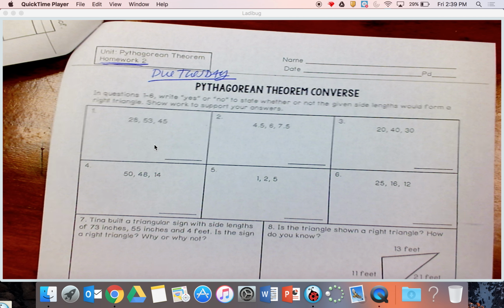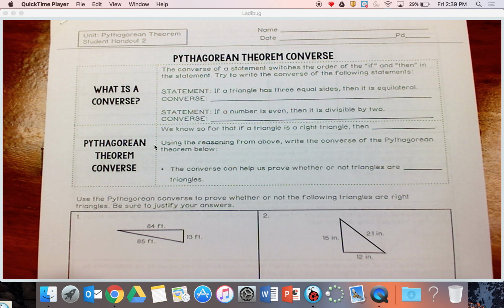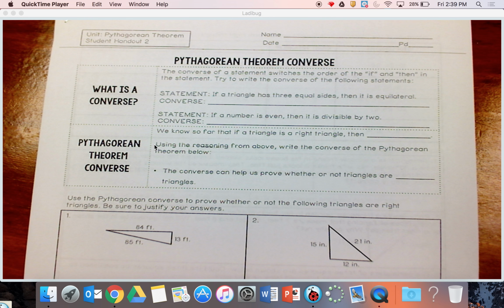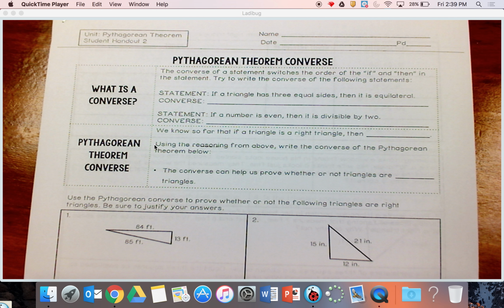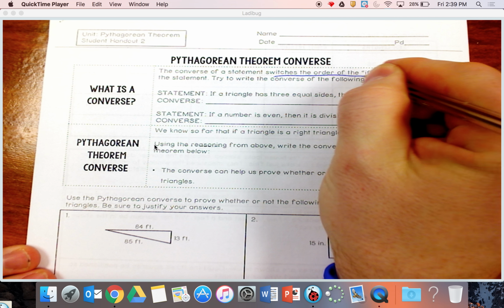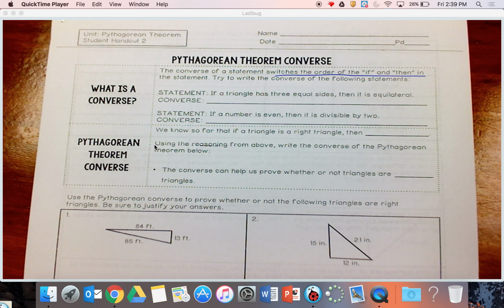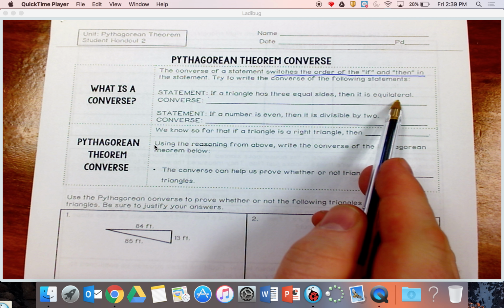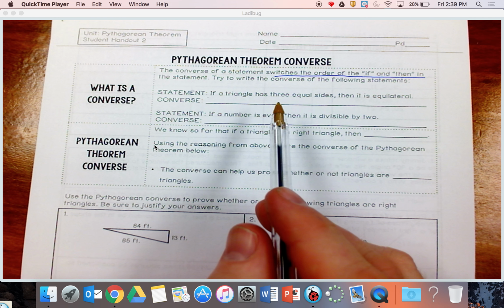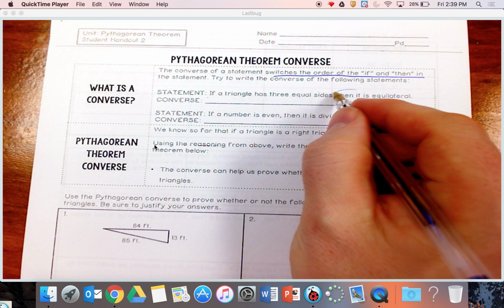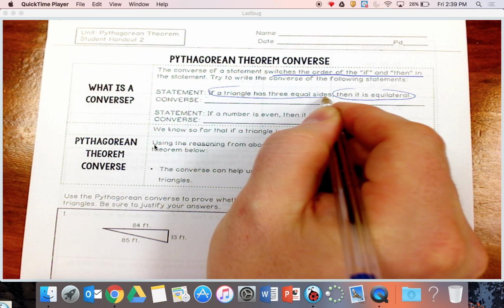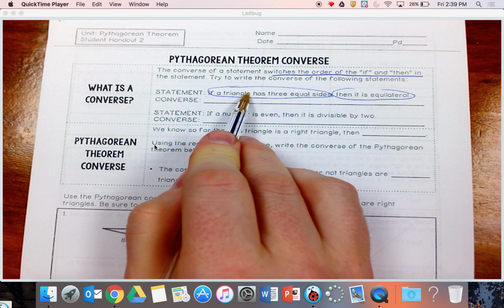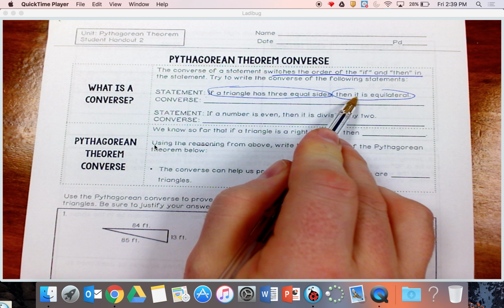So let's go ahead and get started with what the Pythagorean theorem converse is and what exactly it does. Basically a converse in this case is just the reverse. It tells you up here at the top that it switches the order of the if and then statements. When if comes first, like in the first one right here, it says if a triangle has 3 equal sides, then it's an equilateral. Well, the converse is just the reverse of it. So we're going to be switching these two statements. This one went first, so it's going to go last, and this one, since it went last, is going to go first.